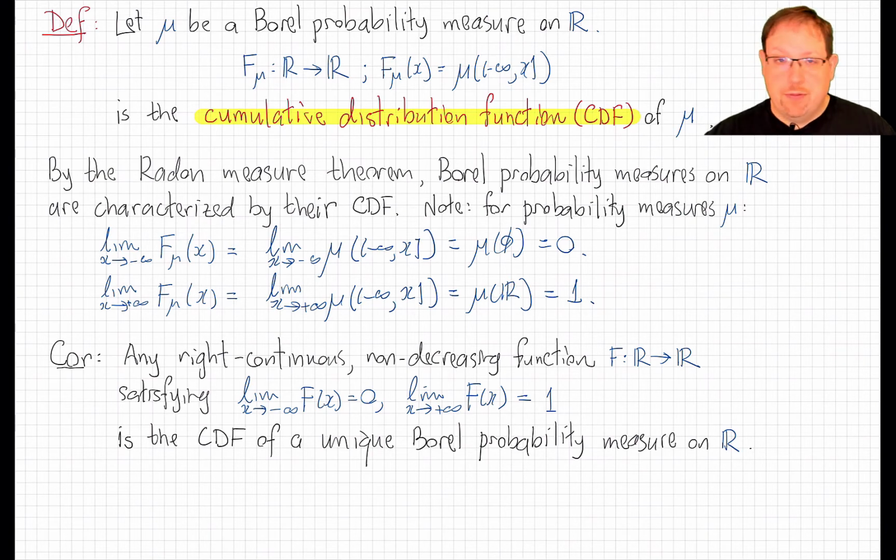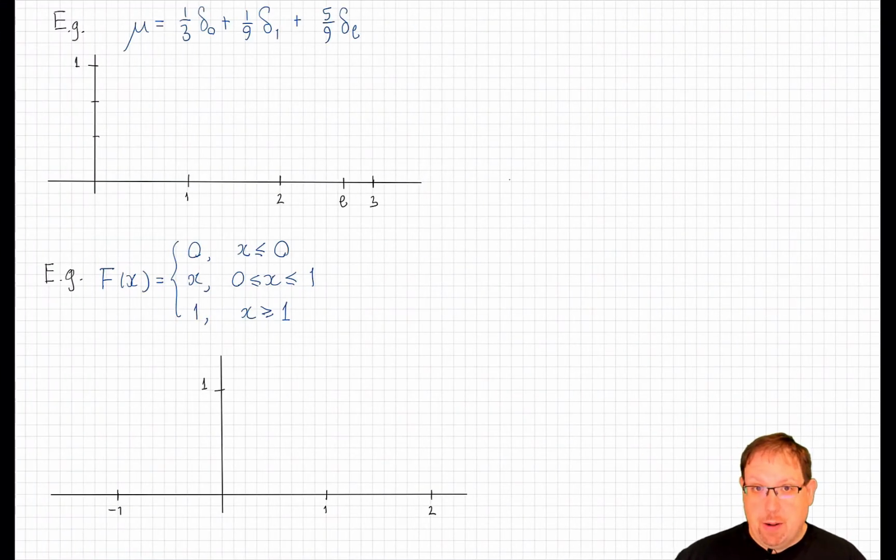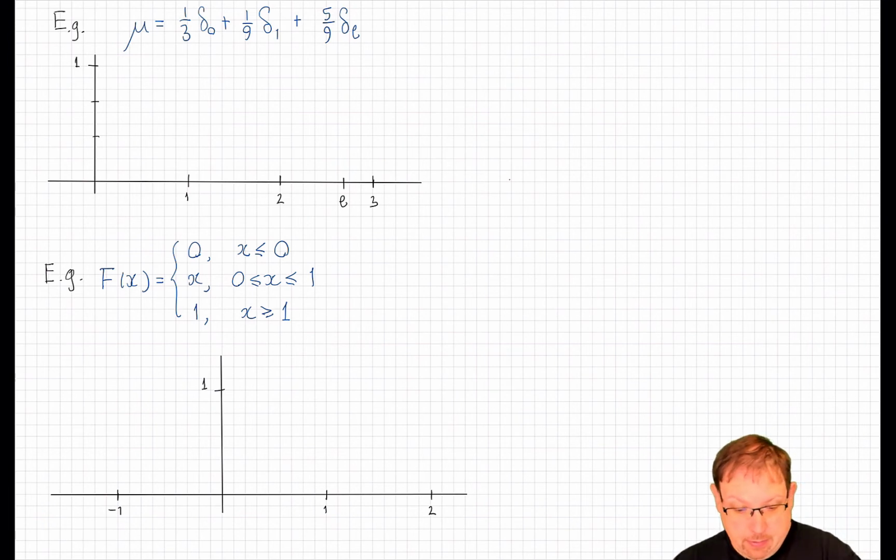Let's take a look at a few examples of CDFs of probability measures. Among the first probability measures that we introduced were pure point measures. Let's look at an example. Here we have a convex combination of 3 point masses: 1/3 of a mass at 0, 1/9 of a mass at 1, and the remaining portion of 1, 5/9 of a mass at Napier's constant e, 2.71828, etc. So what does the CDF of this Borel probability measure look like?